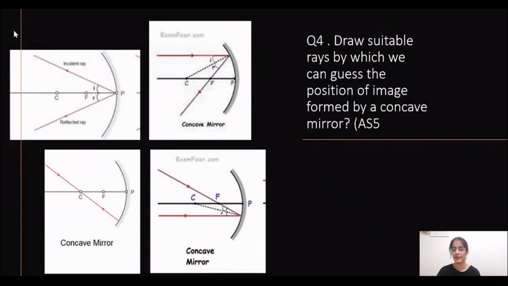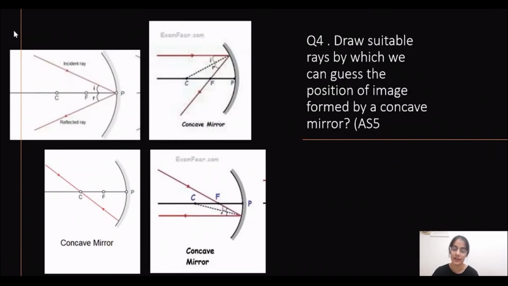Draw suitable rays which can help you find the position of the image formed by concave mirrors. They are not asking you to draw images, or to draw objects. They are asking you to draw suitable rays. Now you remember in our previous sessions we discussed 4 types of rays whose behaviors we already know on spherical mirrors. First one, if the ray is incident on the pole directly at an angle, then it will be reflected back at the same angle, where your principal axis will act as the normal.